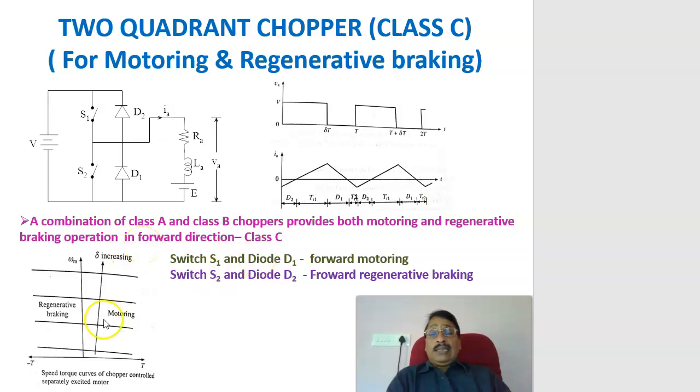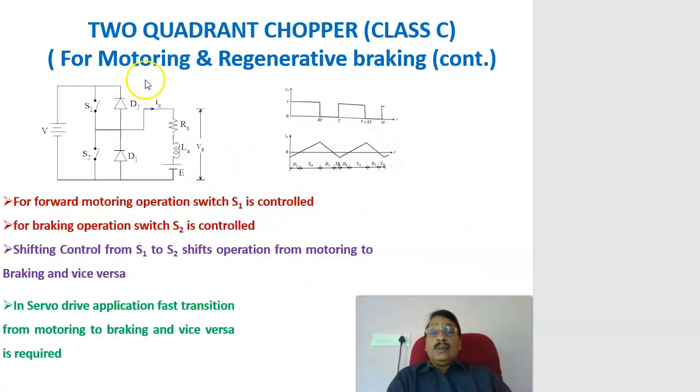Both are in the forward direction. This is the two-quadrant chopper torque versus speed characteristic. This region is called the motoring operation, and this region is the regenerative braking operation. As the duty ratio changes, for a given torque you can change the speed. Therefore, this is the Class C type of chopper.